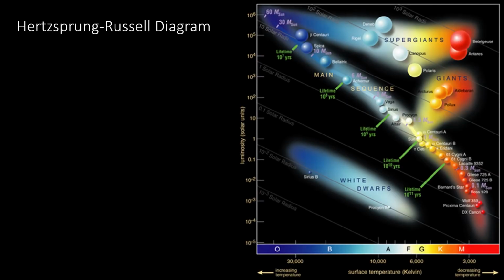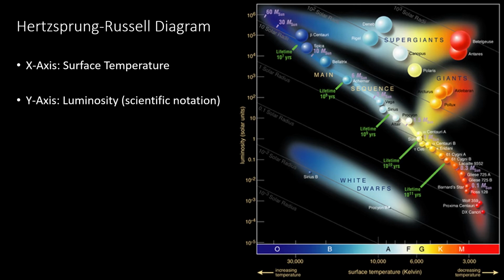Hertzsprung-Russell, or HR diagrams, are a way for us to categorize stars based upon their temperature and their luminosity. Luminosity is a measure of how bright they are. So on the diagram, the x-axis is representative of the surface temperature. And you can see there is a temperature scale as well as a solar classification with the O, B, A, F, G, K, and M. These are classes of stars based upon their color, and the color is directly related to the temperature.